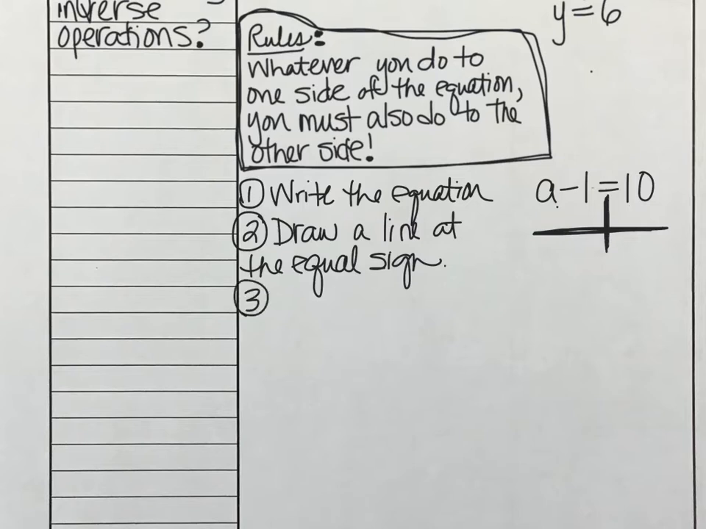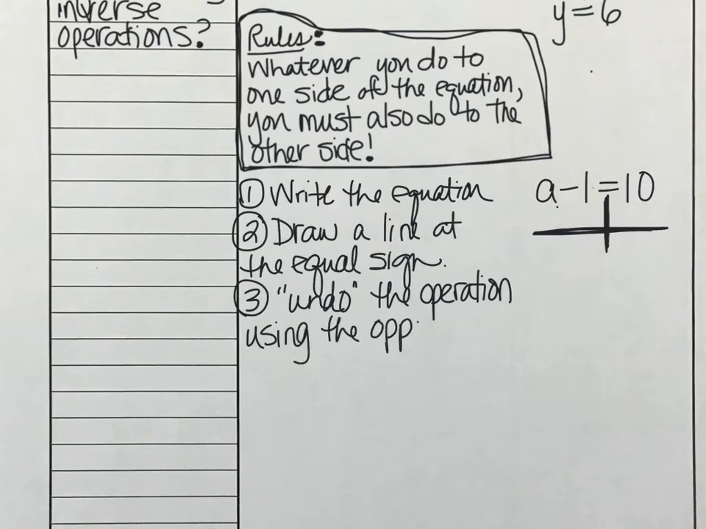The third thing that we need to do is we need to undo the operation using the opposite. So in other words, the opposite of subtraction is addition. So we're going to undo the operation here by adding to both sides.